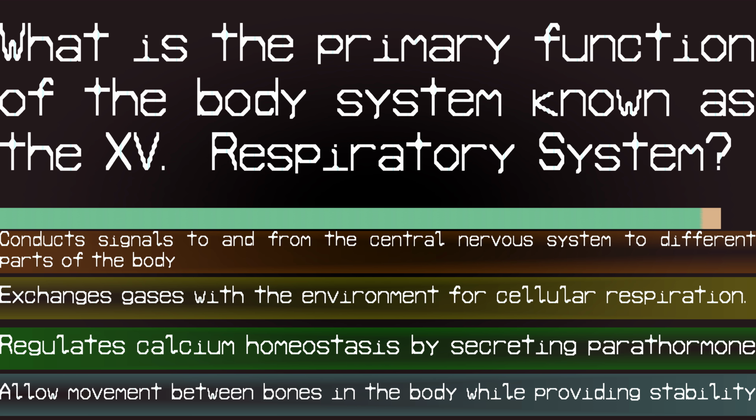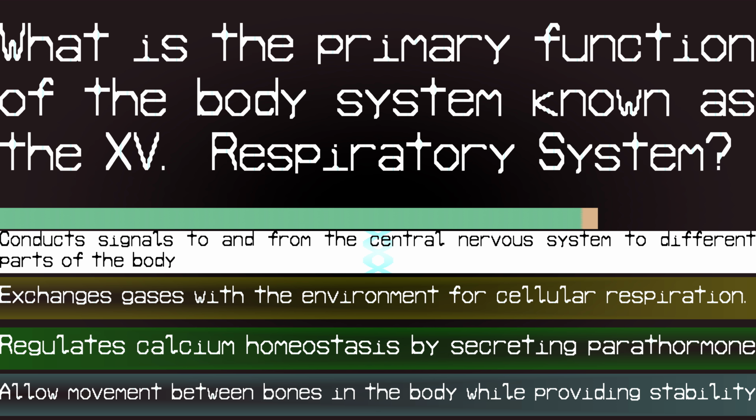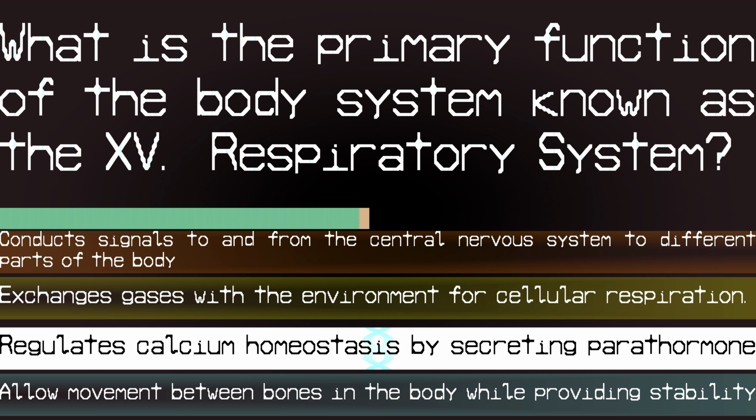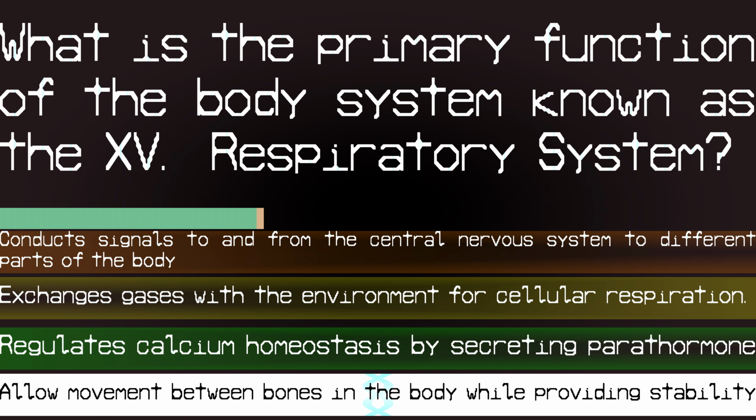What is the primary function of the body system known as the respiratory system? Conducts signals to and from the central nervous system to different parts of the body. Exchanges gases with the environment for cellular respiration. Regulates calcium homeostasis by secreting parathyroid hormone. Allow movement between bones in the body while providing stability.